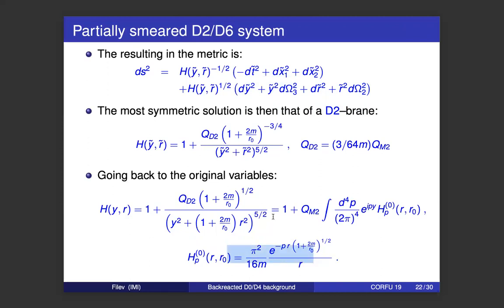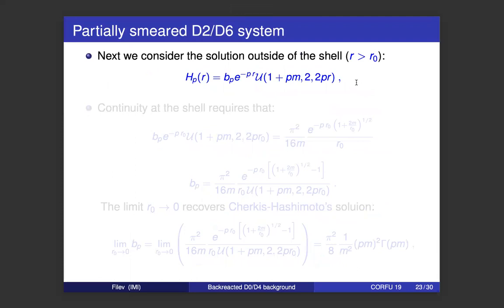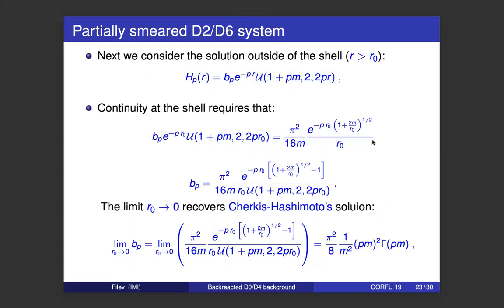And now we impose continuity. Outside, the solution is just of the same form, because it's the same equation of motion outside, but this is now a new constant, and this constant depends on P. So inside I have this, outside this, and at the boundary, at the cavity, that should be valid. And this fixes my constant. So I get this constant. And so we just constructed a new geometry, which is the geometry of D2, D6 branes with partially smeared D6 branes.